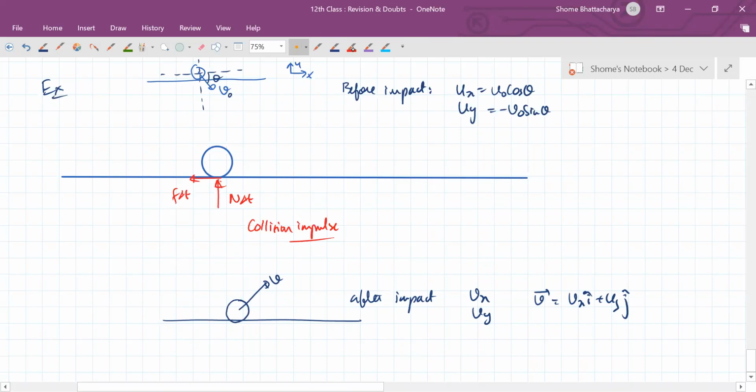Now, first of all, the question is saying that we may assume that f is equal to mu n during the impact. So that means the frictional impulse will be equal to mu times the normal impulse. So we can make use of this.